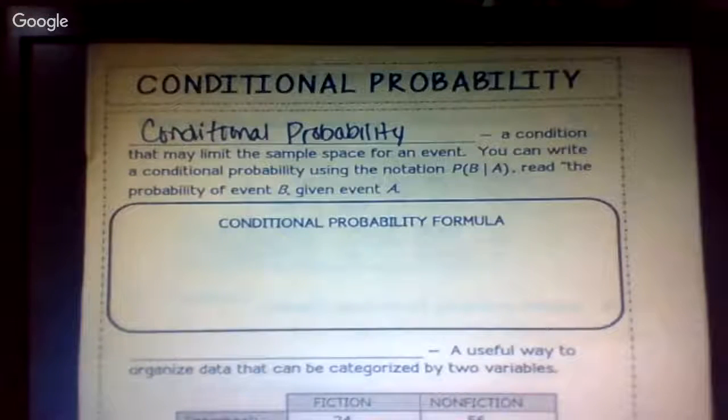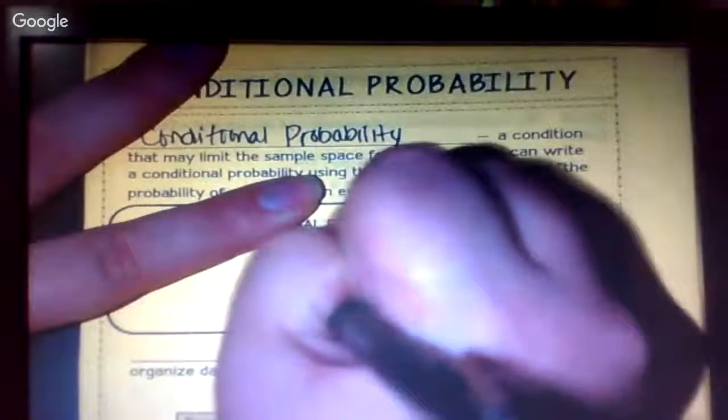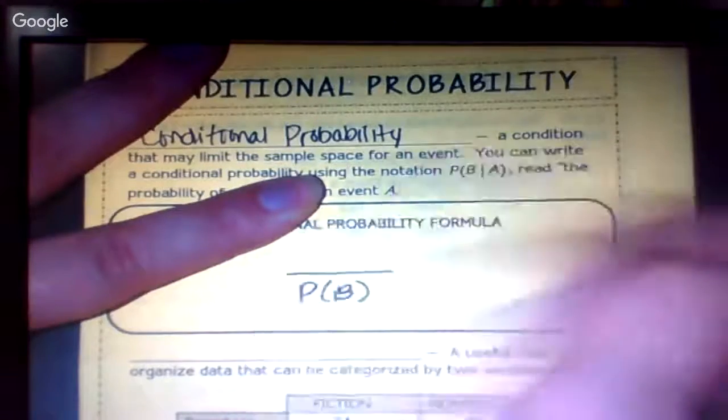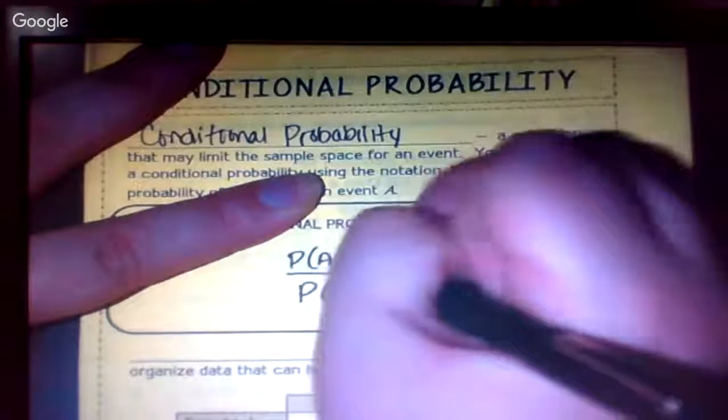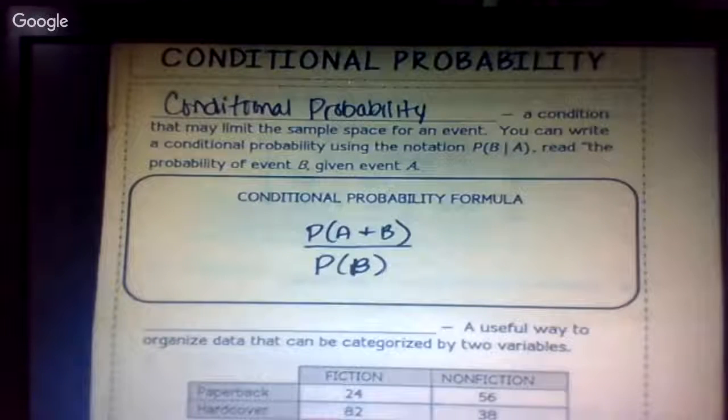You can write a conditional probability statement using the notation, the probability of B, given that A has already happened. So your conditional probability formula, again, in the bottom is the probability that B has happened. And in the top, the probability that A and B have happened. So again, your first condition, those choices go on the bottom. And of those, that number goes on top.